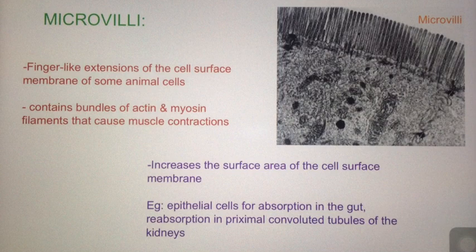For example, it increases the efficiency of absorption of nutrients in the small intestine, as microvilli are found in the epithelial cells in the small intestine. Another example is the reabsorption in proximal convoluted tubules of the kidney.